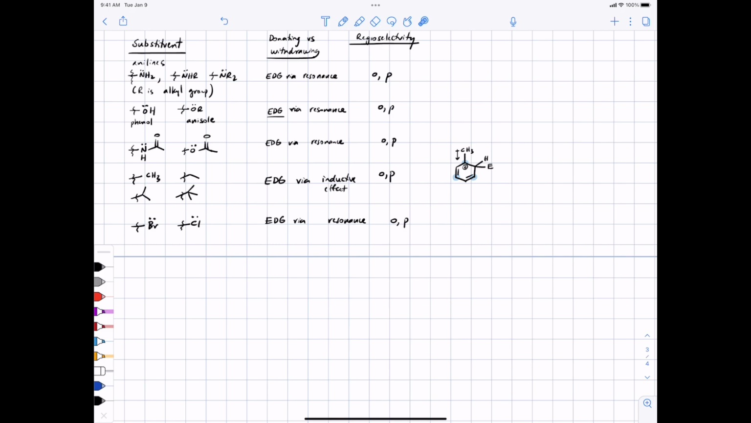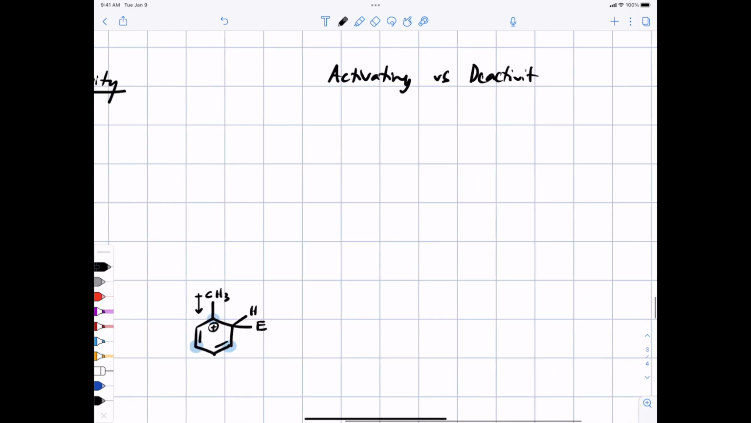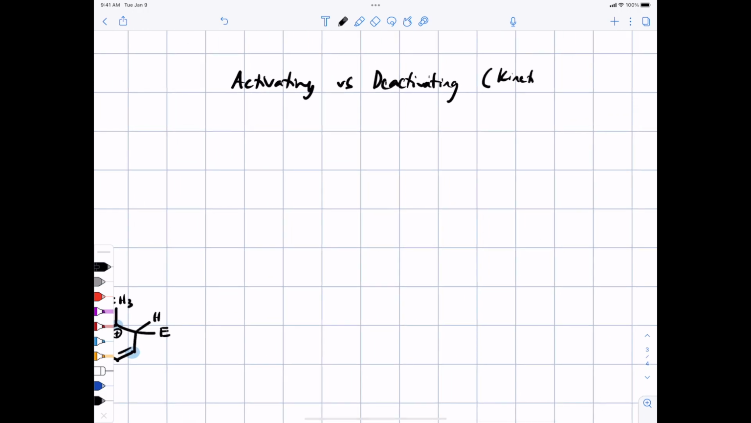It says that bromine and chlorine deactivate the benzene ring. Yes, that's entirely different from regioselectivity. So the issue of activating versus deactivating, and I can't spell deactivating, is an issue of kinetics, that is, the speed of the reaction relative to benzene.